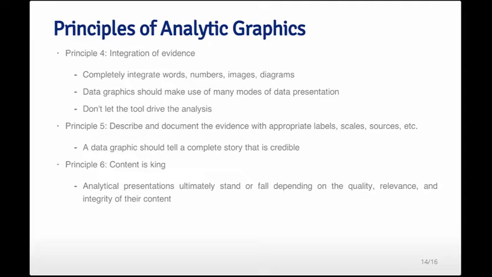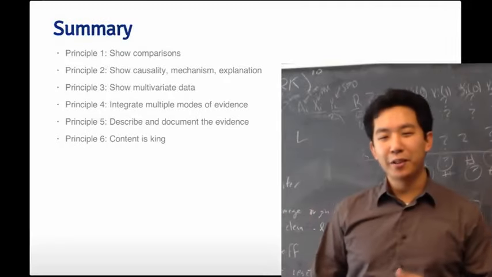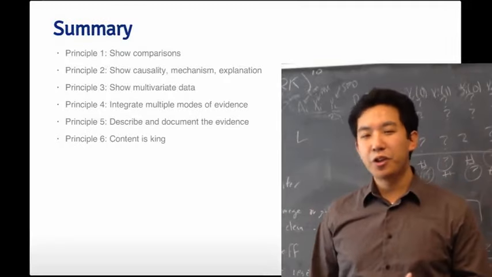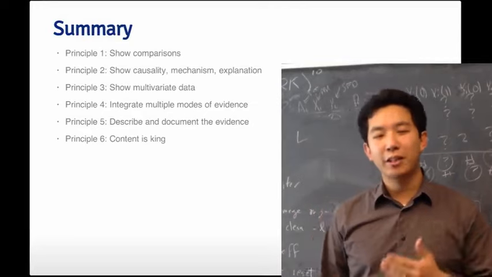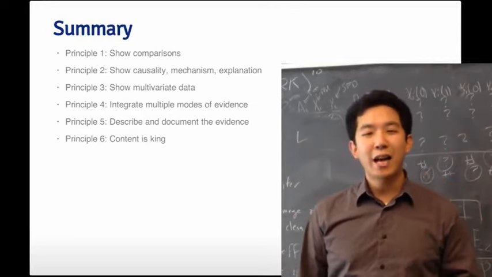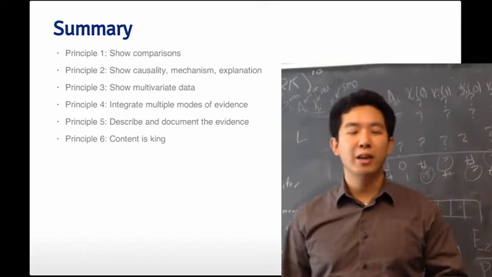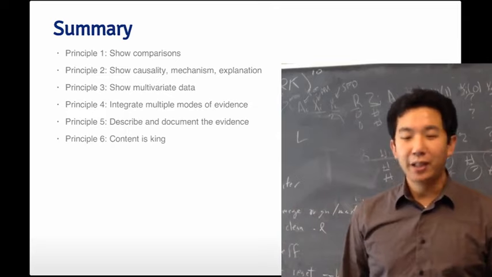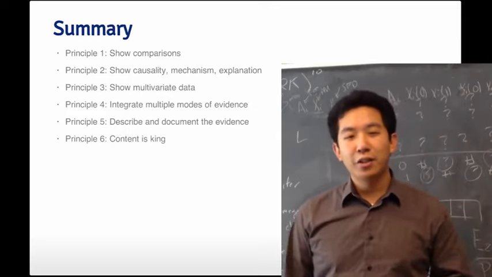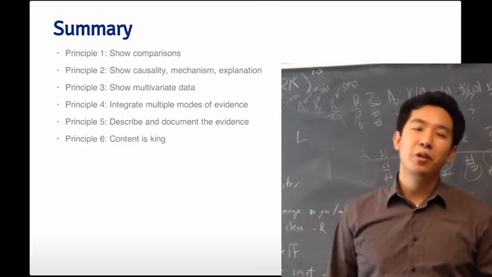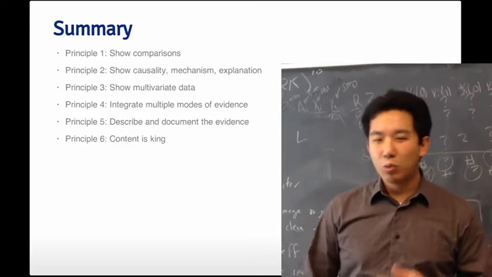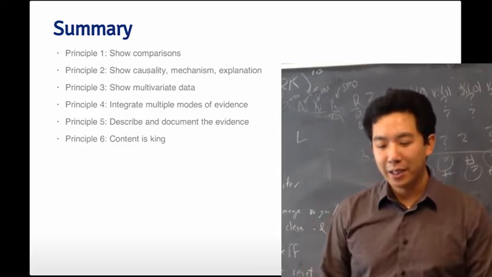So just to quickly summarize, the six basic principles are: first, show comparisons. Always show something relative to something else. Second, show causality or mechanism, or explain, at least try to explain, how the system is working, how the world is working, at least according to your ideas. The third is to show multivariate data. Always try to show more than two variables, because the world is complex and involves many variables.